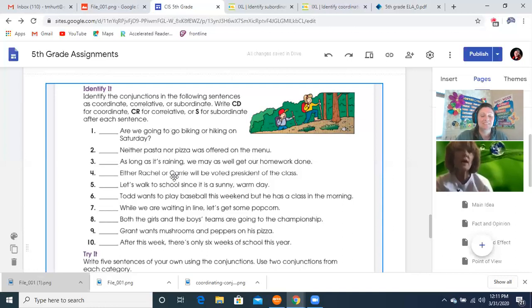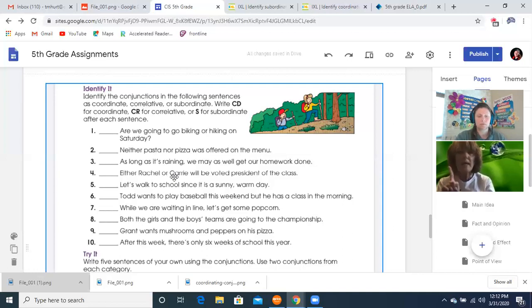But let's go ahead. As long as it's raining, we might as well get our homework done. Remember, on a subordinate conjunction, you have a dependent, which means that it depends on something, and you have an independent paired together. So let's see, "as long as it's raining" is a dependent. "We may as well get our homework done" is an independent.